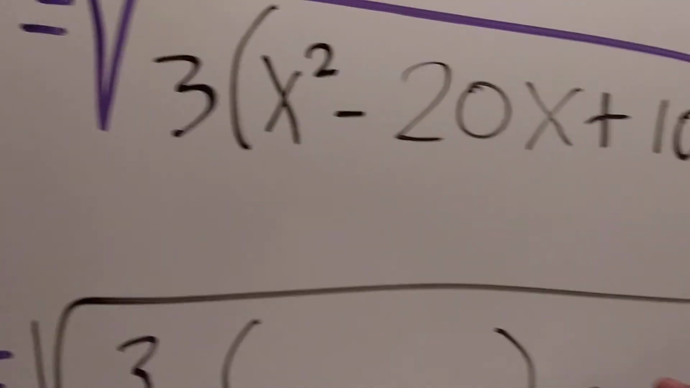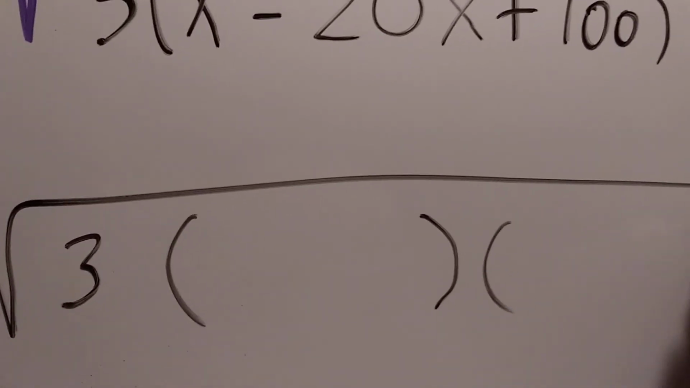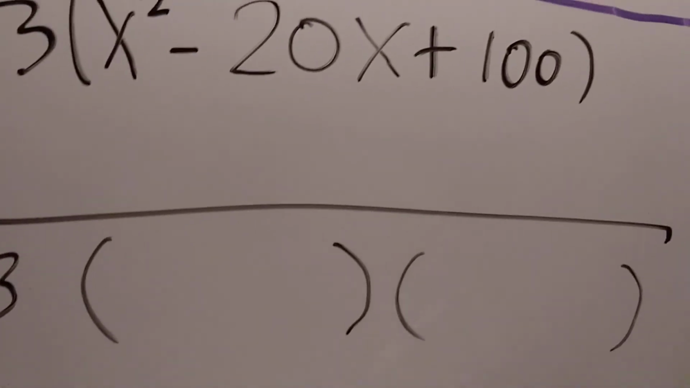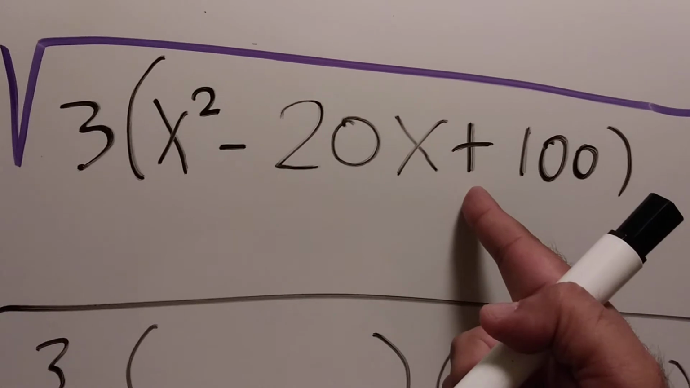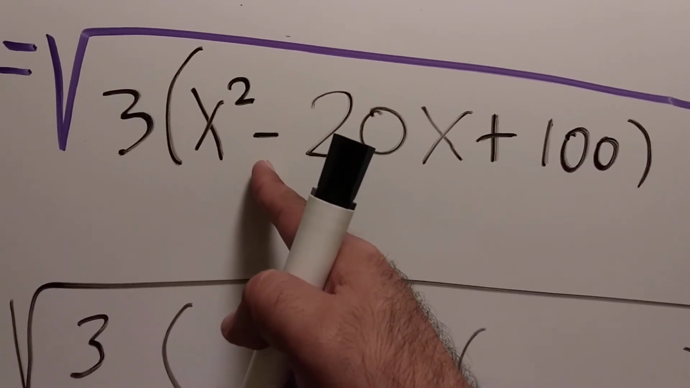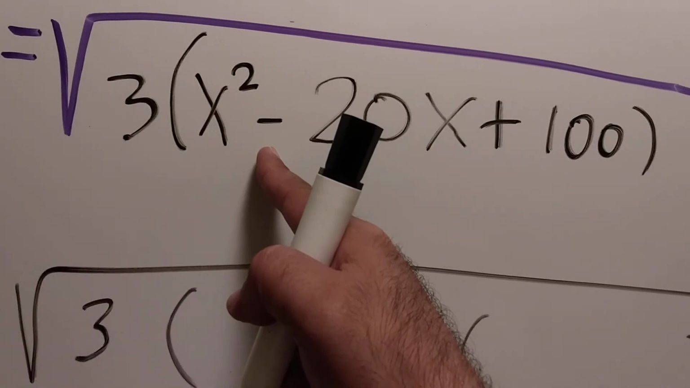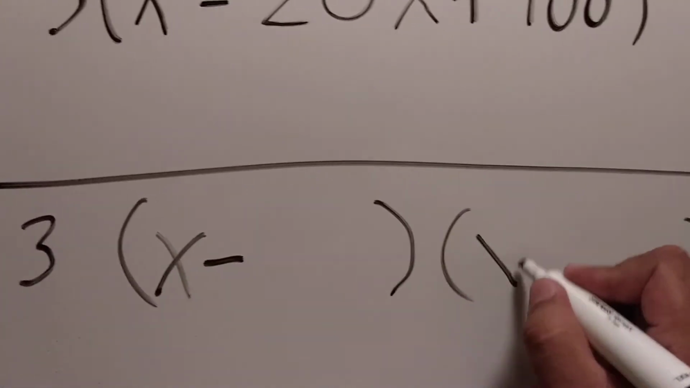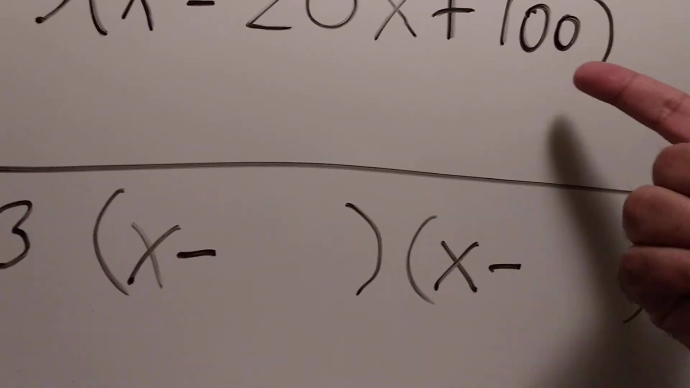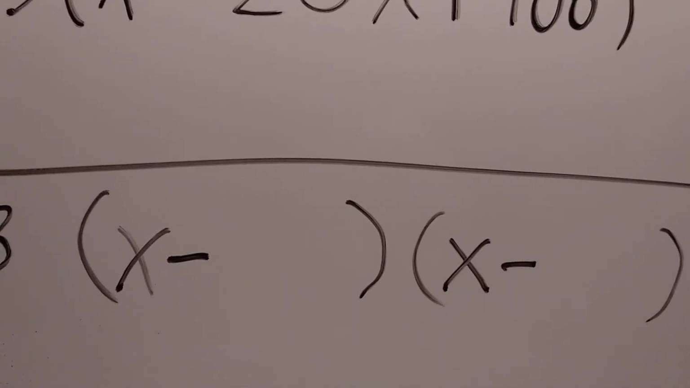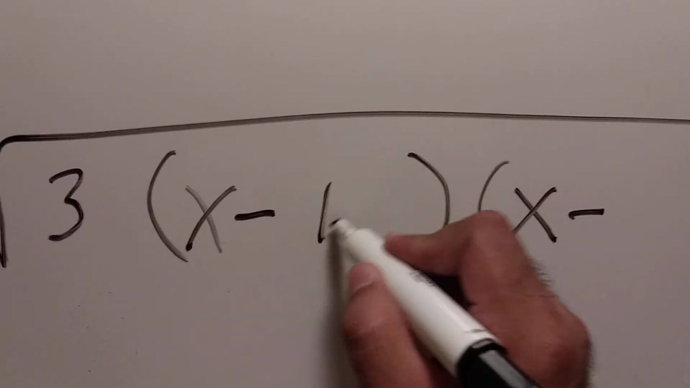So let's do the two parentheses that we need to use when we factor out a trinomial. And to review, we look at the second sign. If it's a plus, that means that both of our parentheses will have the same sign as the first one. So here we have x minus, and then what number times itself gives you 100, or what is the square root of 100? It's 10.